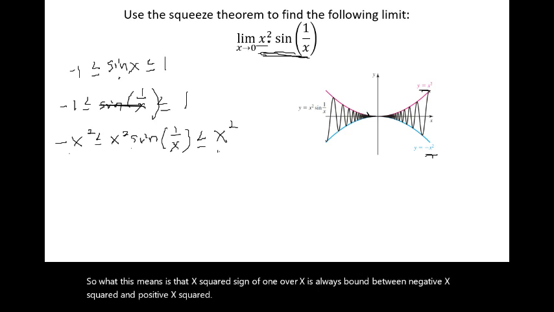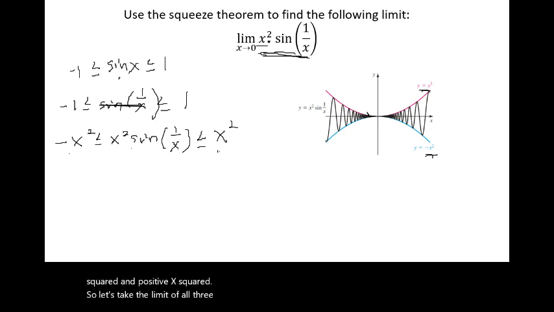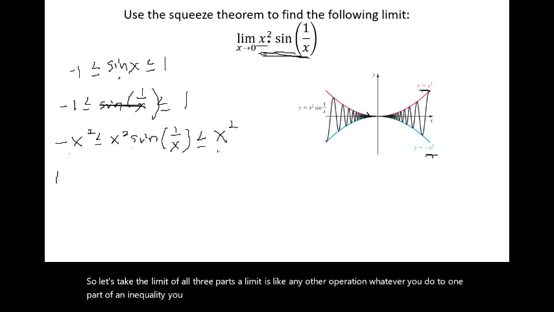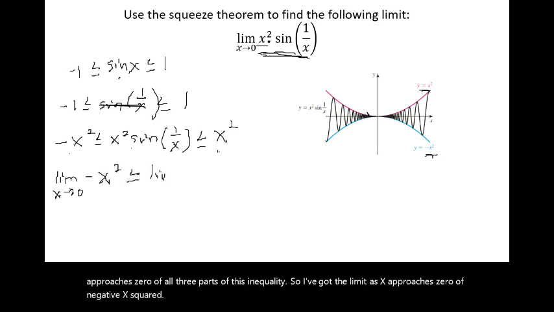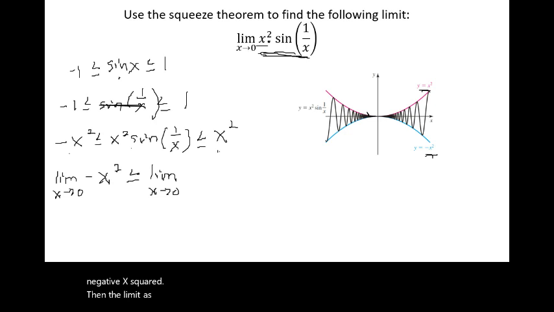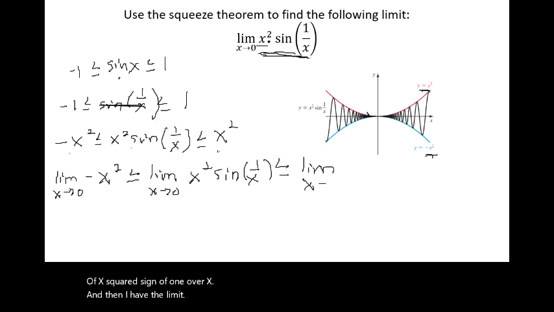So let's take the limit of all three parts. A limit is like any other operation. Whatever you do to one part of an inequality, you have to do to all of them. So I'm going to take the limit as x approaches 0 of all three parts of this inequality. So I've got the limit as x approaches 0 of negative x squared. Then the limit as x approaches 0 of x squared sine of 1 over x. And then I have the limit as x approaches 0 of x squared.